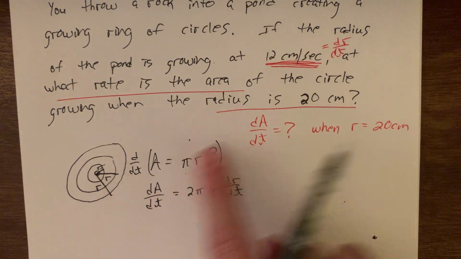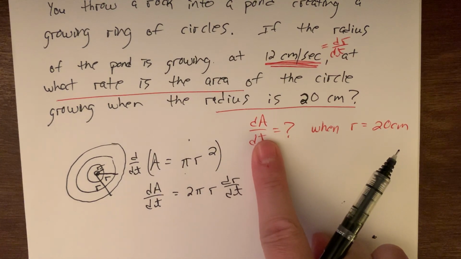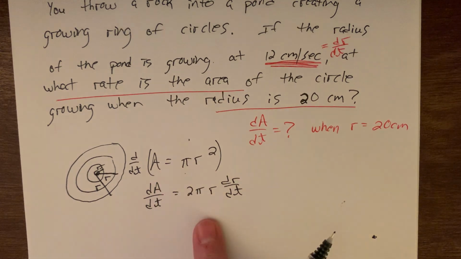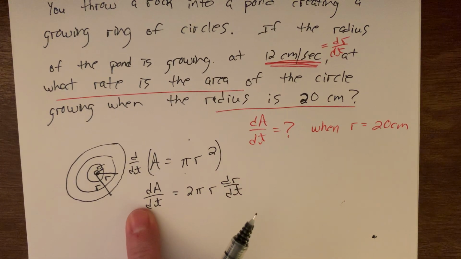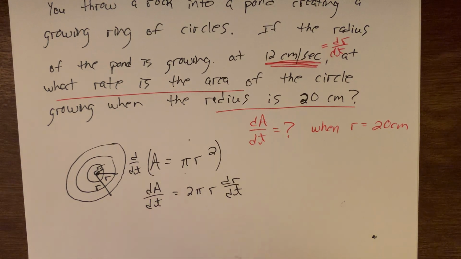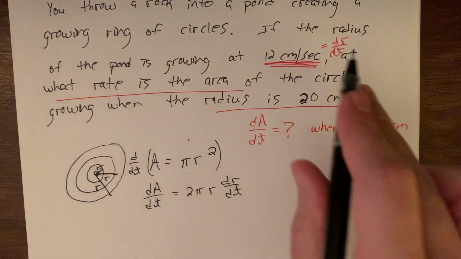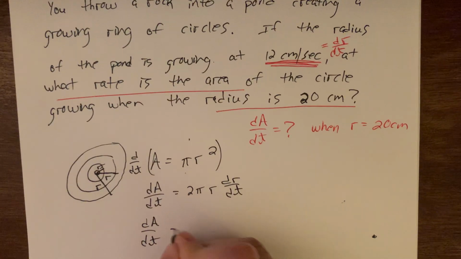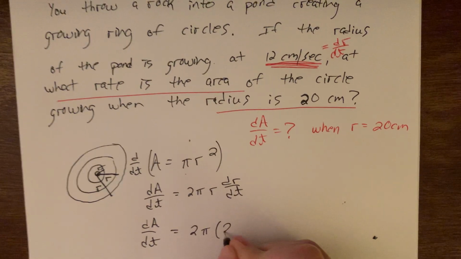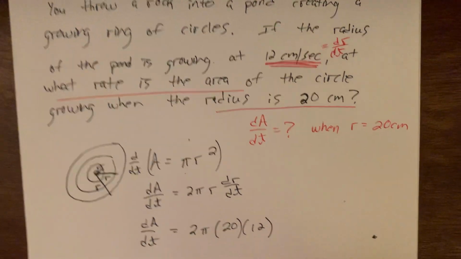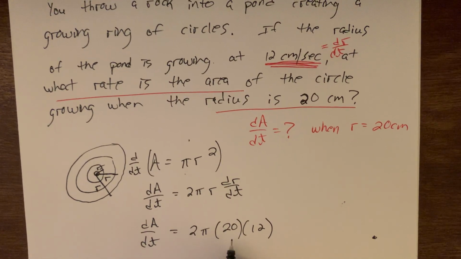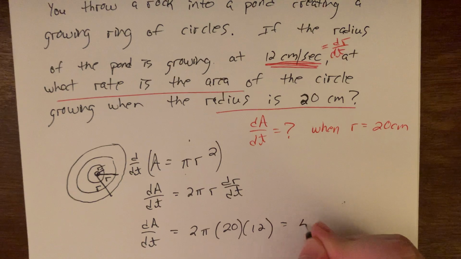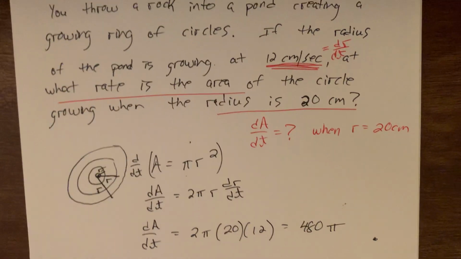Good visual, good notation and labeling, get that relationship, the derivative, and now we're ready to finish this up. This is what we want. Well, that means I'm going to need values for r and dr/dt. They're both handed to us on a plate. dA/dt is 2 pi times 20 times 12. And what do we get here? That would be 480 pi.